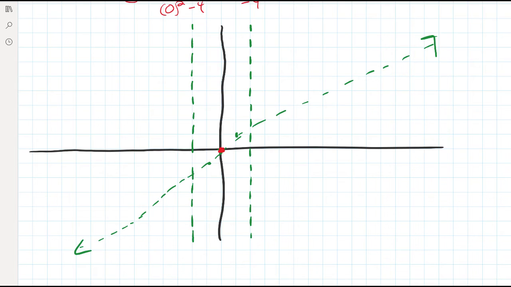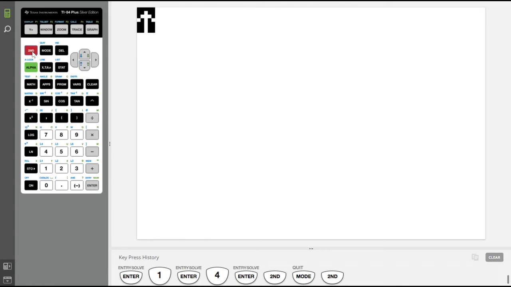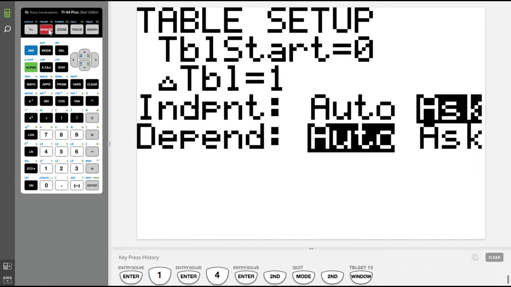Okay, 0, 0. All right, but let's get some ordered pairs here so we can get a feel for this graph. The way I'm going to do this is I'm going to go to my calculator. Let me double check I'm in the correct settings. My independent is on as, that's what I want.